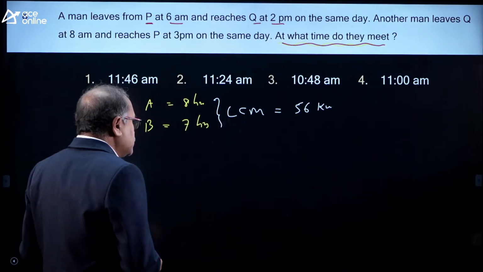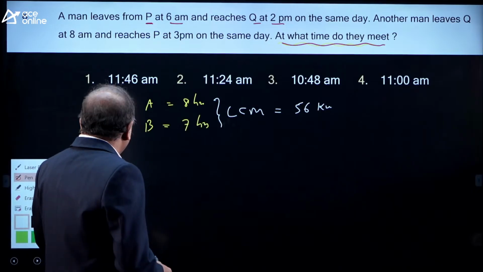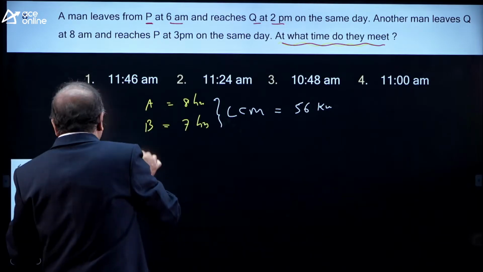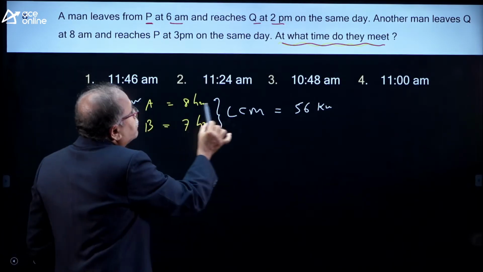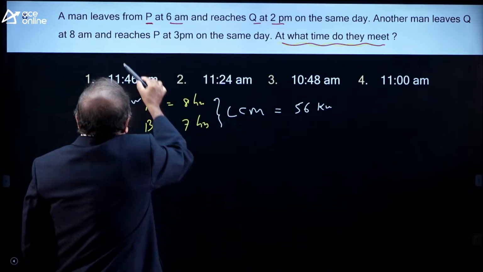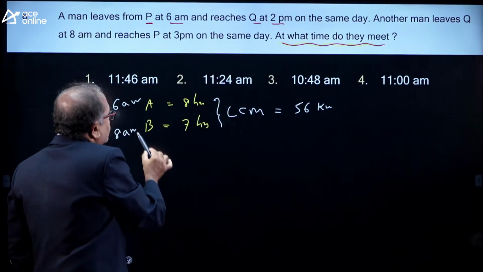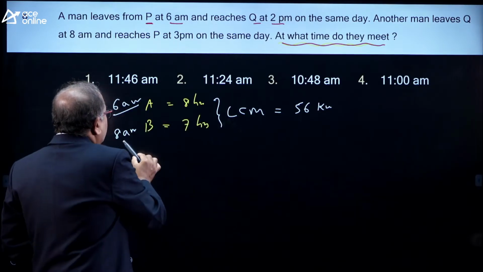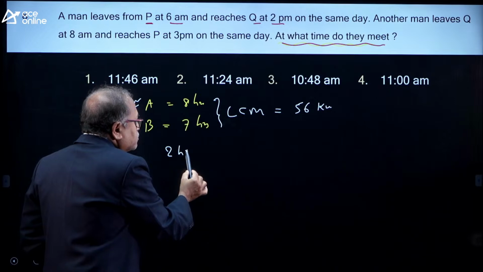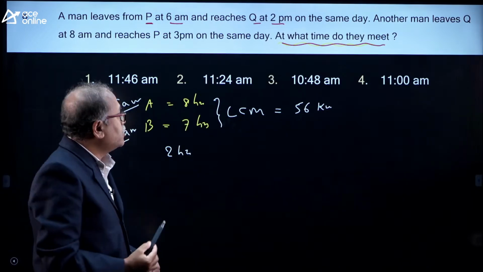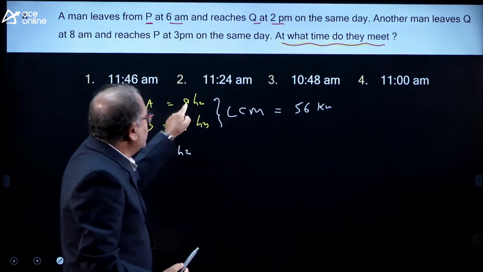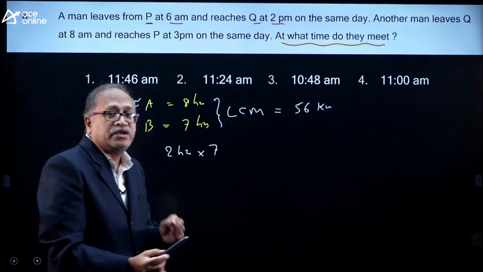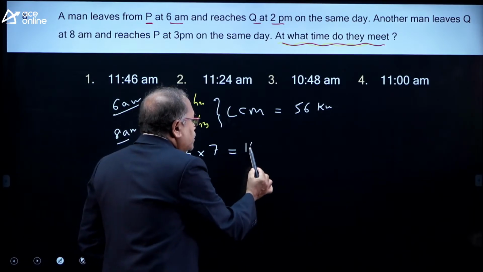So, if I consider the distance as d, look at this one. A started at what time? The first person at 6 a.m. and what time did the other person start from Q? That is 8 a.m. That means the first person has already travelled from 6 a.m. to 8 a.m., that is 2 hours. And what is his speed? That is 56 divided by 8, that comes to 7. So, at 7 kilometer per hour for 2 hours, he has already completed 14 kilometer.